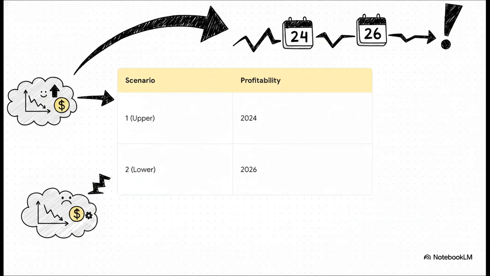Now, stepping back for a second, why does all this structural work actually matter? Because it allows you to instantly see the future of your business under totally different conditions. Just by toggling from scenario 1 to scenario 2, we can see that a slight dip in average order volume paired with slightly higher manufacturing costs actually delays our t-shirt business's profitability by 2 whole years. It shifts us from hitting profit in 2024 all the way out to 2026. For a founder, that is a massive game-changing insight.